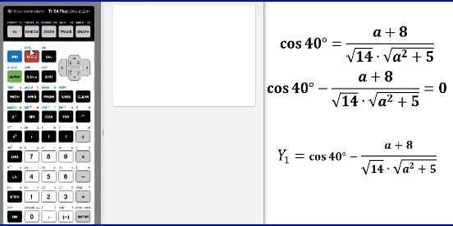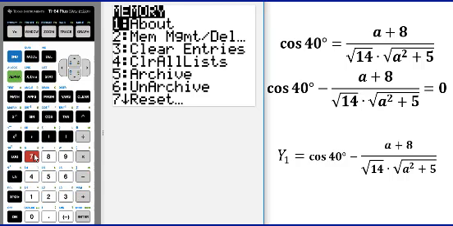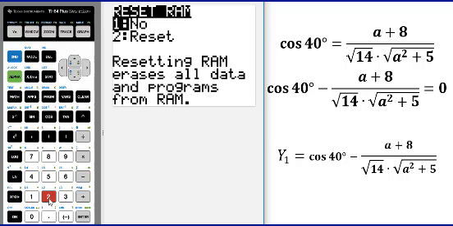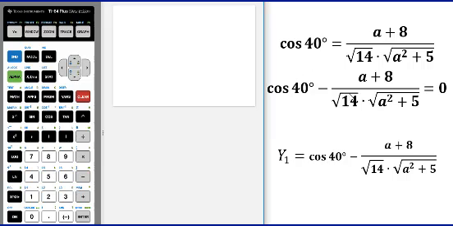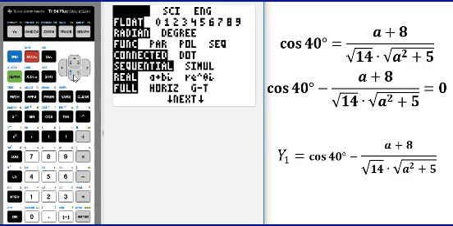Now let's go to the graphing calculator. First of all, we have to clear the memory. Second, plus 7, 1, 2. Since for this equation we have cosine 40, therefore we go to mode, change radian into degree, put enter.